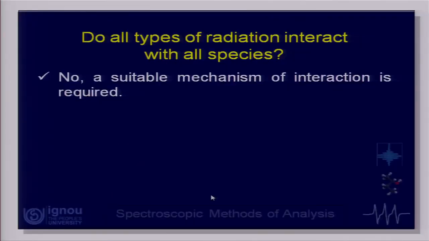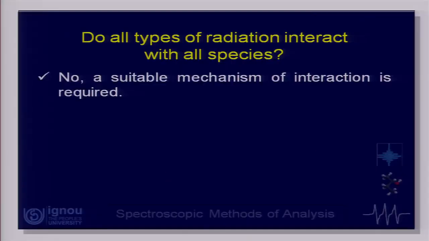Let us go further and see what the prerequisites are. I said that we have matter, we have radiation. Radiation comes, interacts with matter, and something happens. That is what we study. But we raise a question: is it that any kind of radiation will interact with any kind of matter and things will happen? The answer to that is no. It is not that any radiation will interact with any molecule or any system for that matter. There are certain kinds of prerequisites.